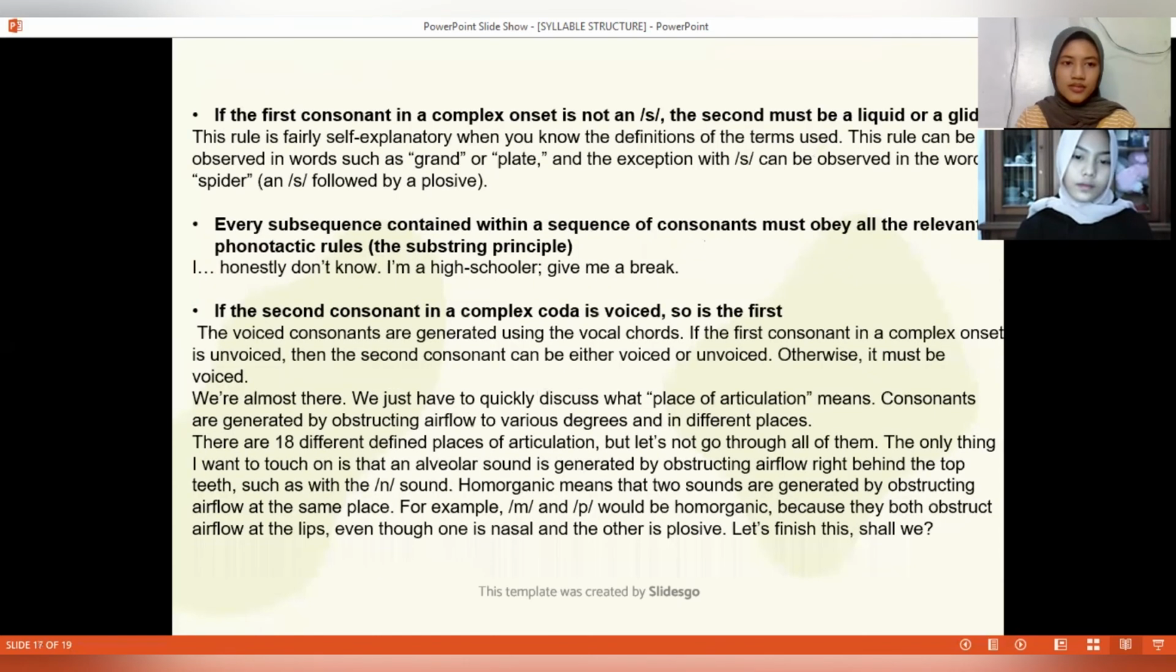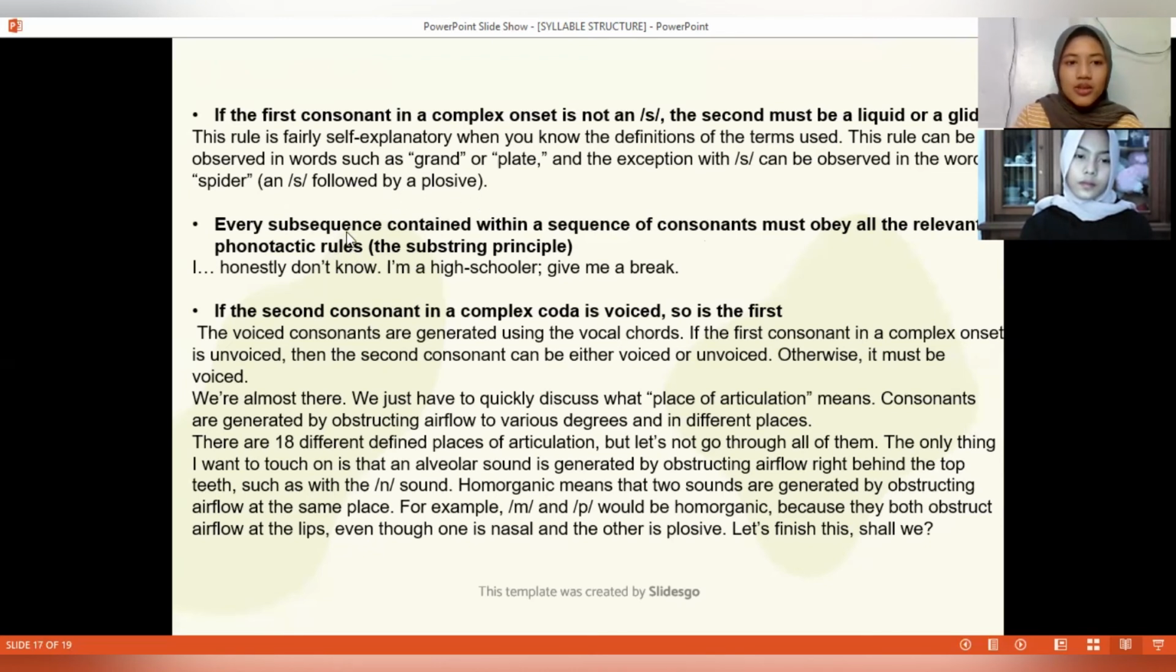Next, if the first consonant in a complex onset is not an S, the second must be a liquid or a glide. This rule is fairly self-explanatory when you know the definition of the terms used. This rule can be observed in words such as clean or flat, and the exception with S can be observed in the word spider, an S followed by a plosive.